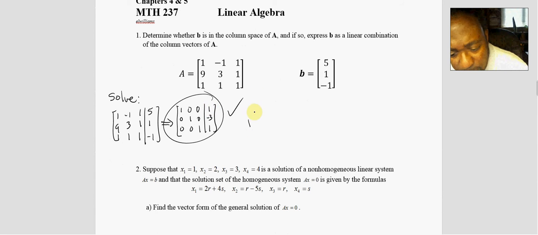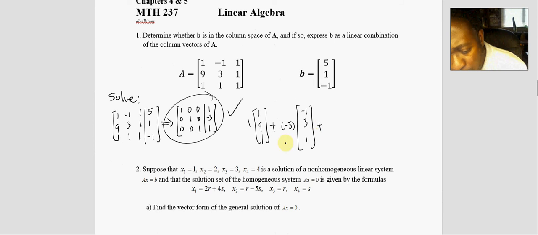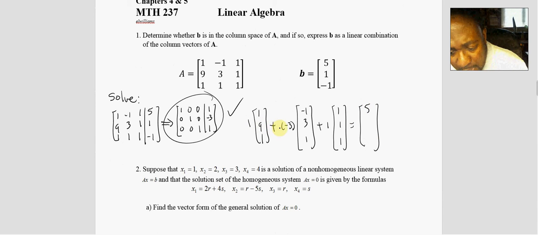So this 1 times the first column, plus the -3 times the second column, plus that last 1 times the last column. We check that: 1 plus 3 is 3, plus 1 is 5. This is 9 minus 9 is 0, plus 1 is 1. This is 1 minus 3 is -2, plus 1 is -1.